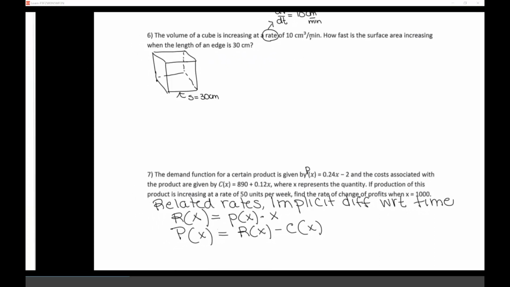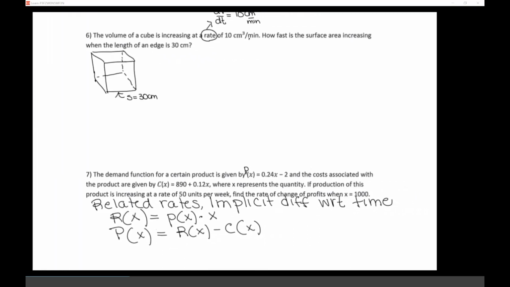Okay, and I need to basically try to figure out what's happening to the surface area. Before I do surface area, though, remember volume equals length times width times height. In this case, since it's a cube, that's S times S times S, or S cubed. So my volume is that.